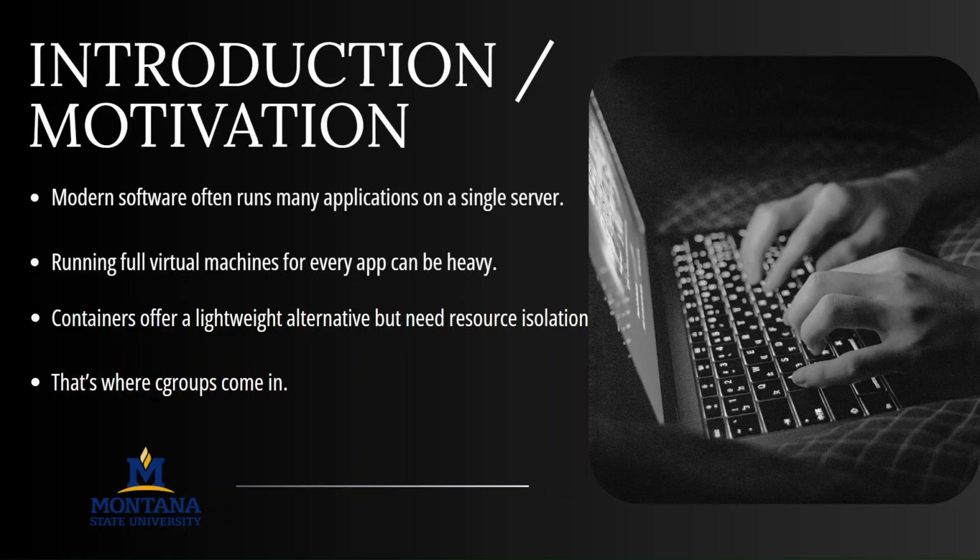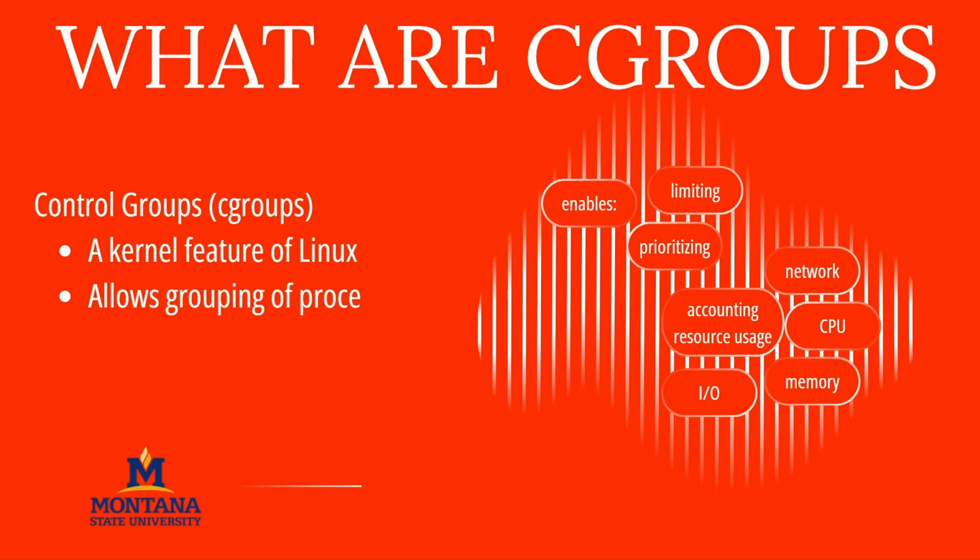But sharing a kernel and hardware resources safely and efficiently requires a mechanism to isolate not just the file system or namespaces, but resource usage itself. That mechanism is cgroups. So what exactly are cgroups?